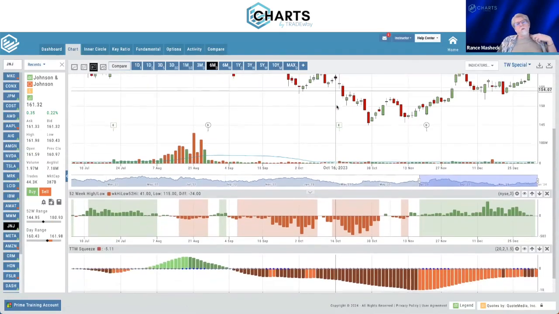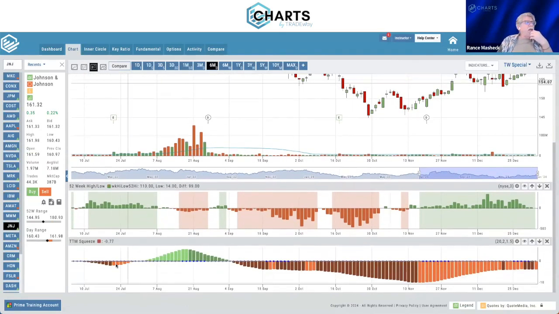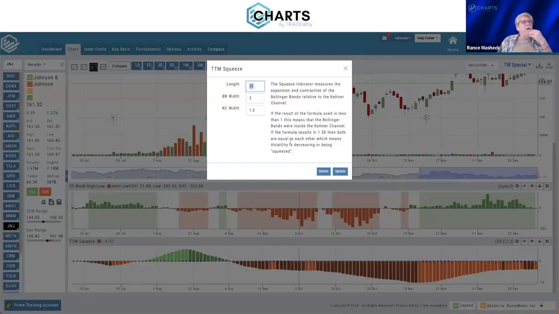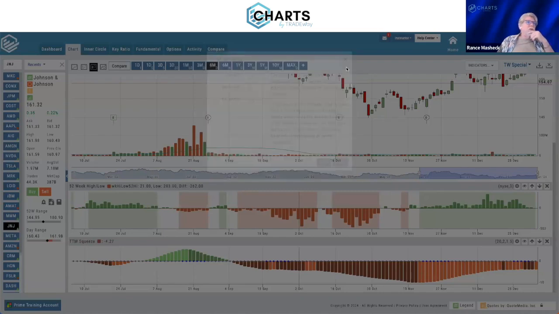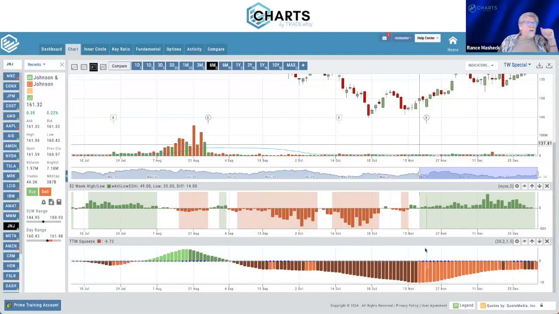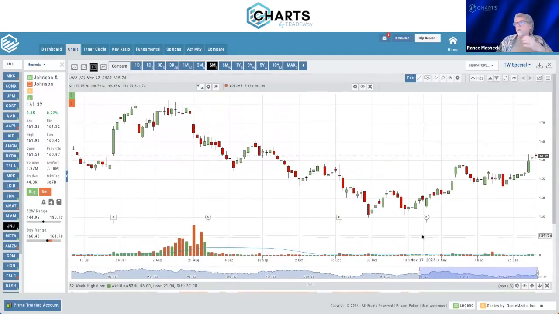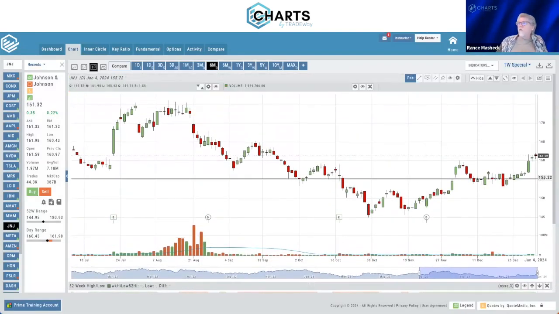And then one of the other ones we've added is TTM squeeze. And again, if you want to know a little bit more about this, if you click on any of the indicators that have settings in them, it will tell you what that is. So it expresses a little bit there. So those are a couple of new indicators we've added on here as well.